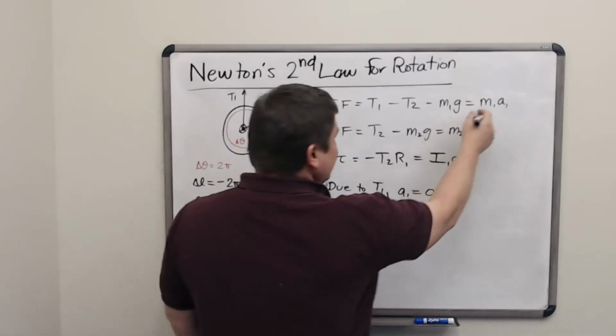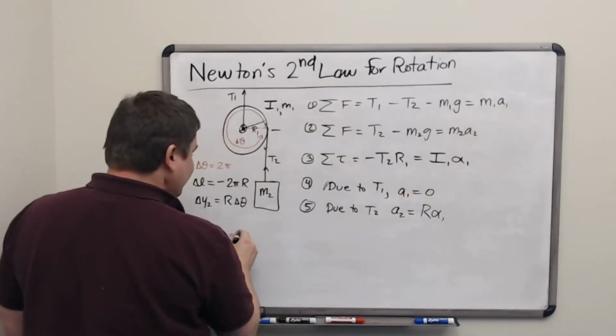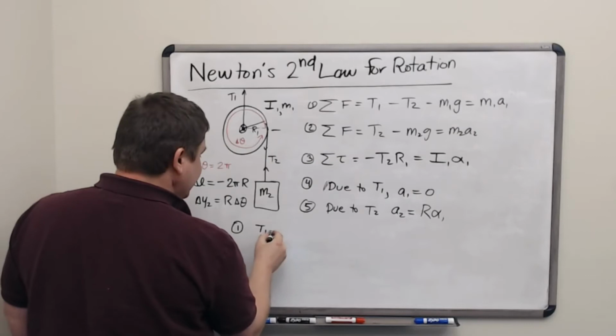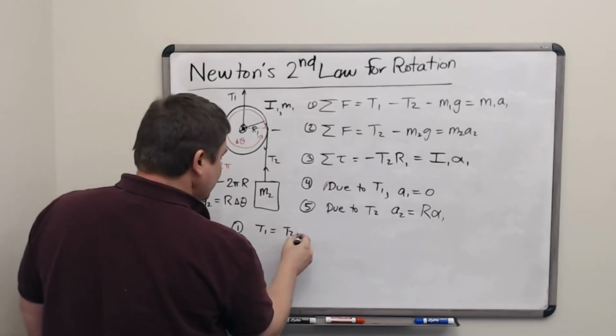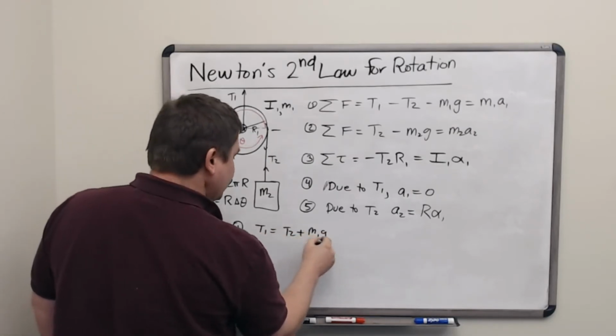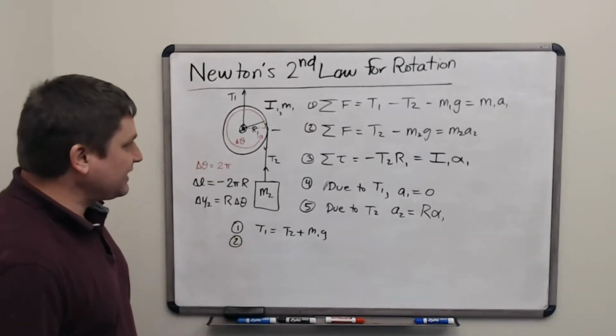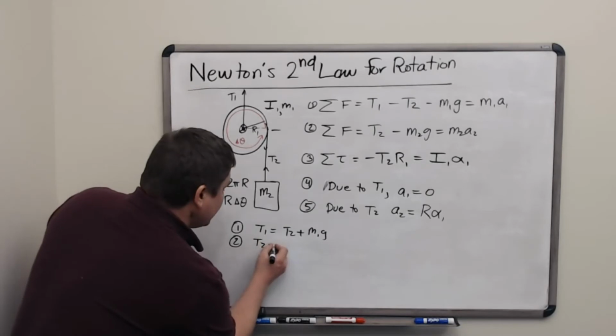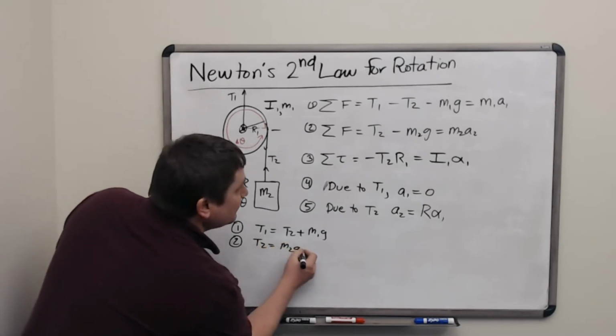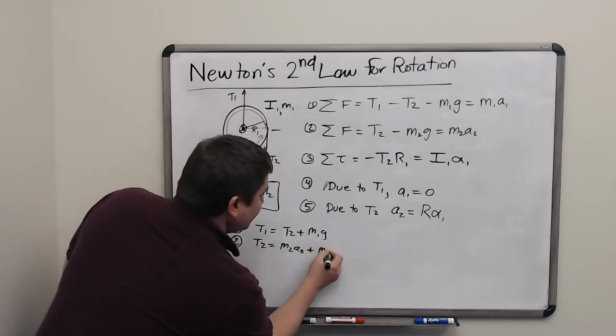So A1 was said to be 0. So that means equation 1 is basically just going to give us T1 equals T2 plus M1G. All right, we'll leave that one alone for now. Okay, so the second equation tells us that T2 is equal to M2A2 plus M2G.